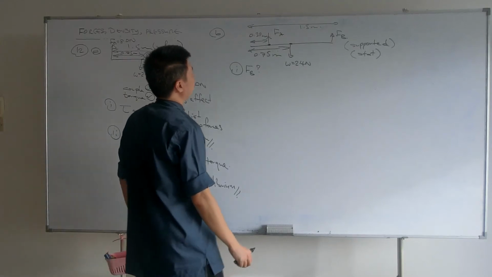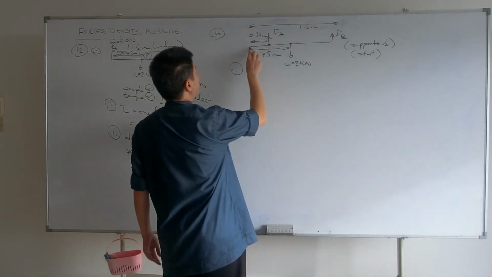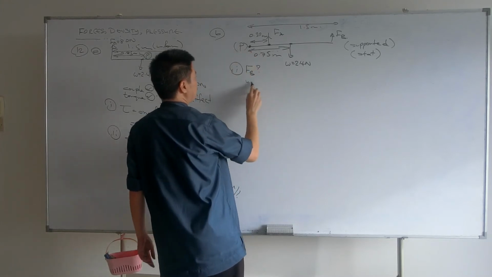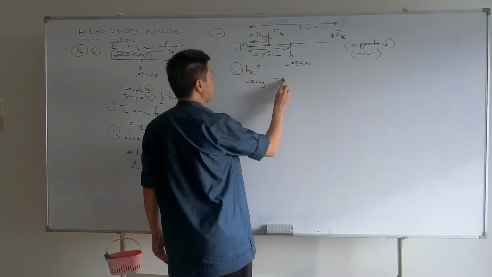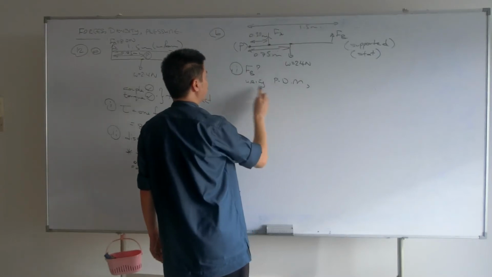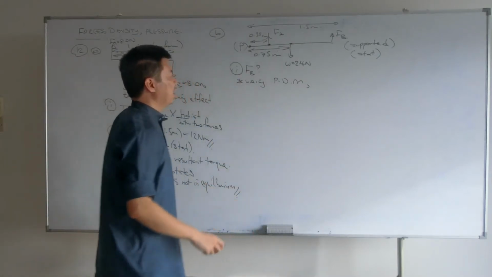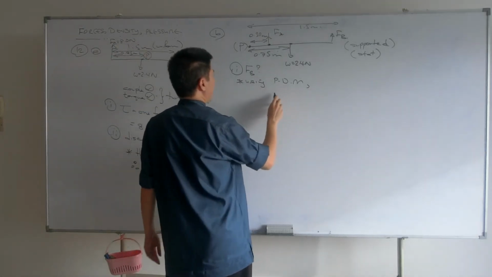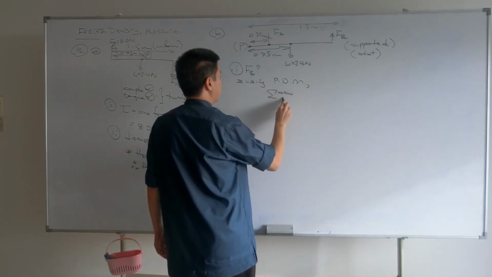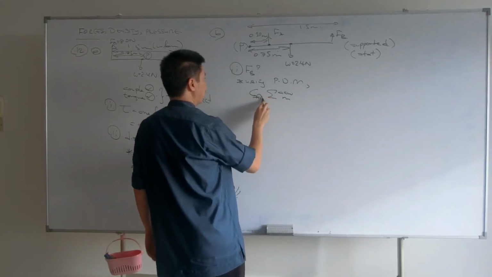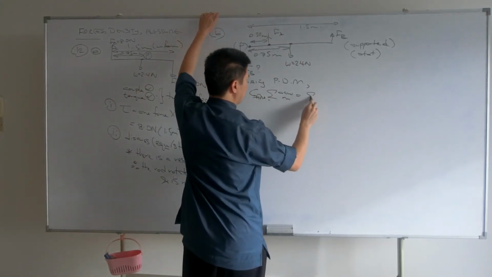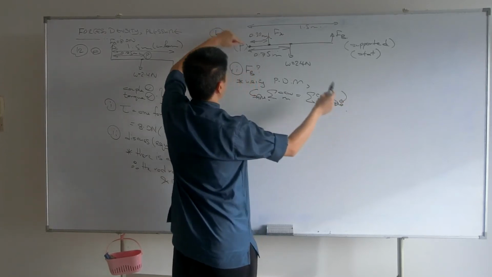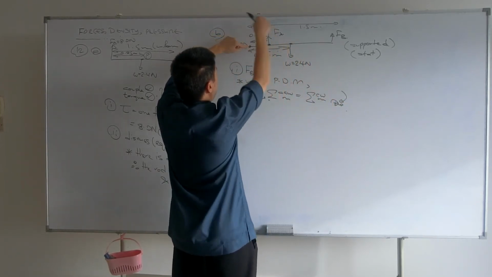Okay, so let's begin. Let's choose a pivot P to be this end. Using the principle of moments, remember please write this in full so that examiners know what we're using. I just guided you, so I just write it in short form. You have anti-clockwise moments, show the direction, is equal to sigma clockwise moments, show the direction. So pivot is here, we start with this FA.